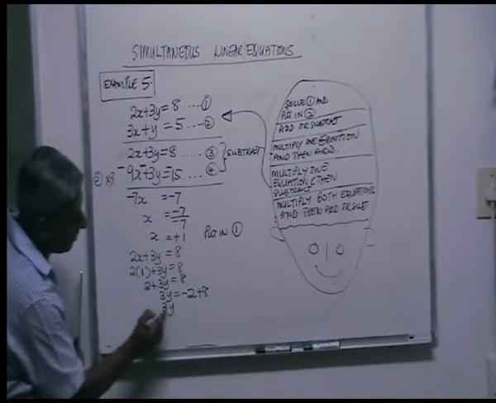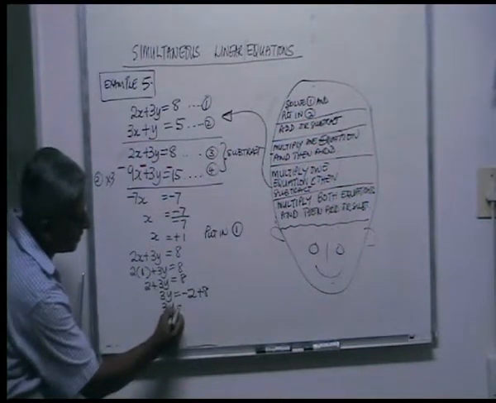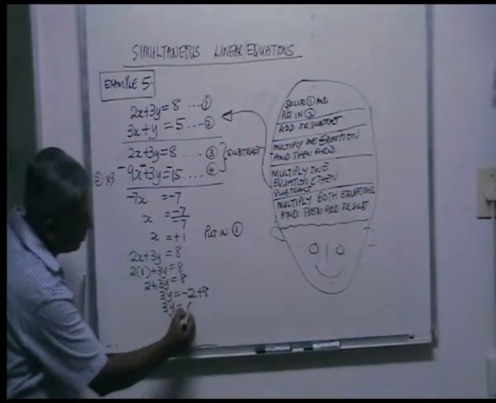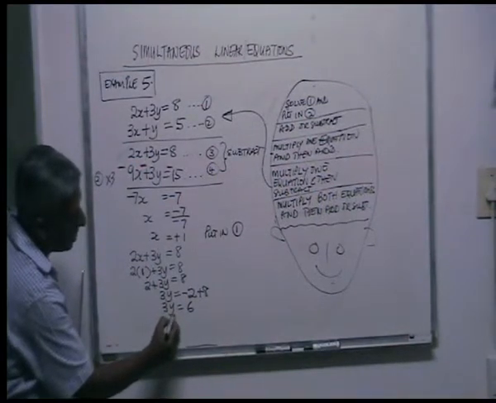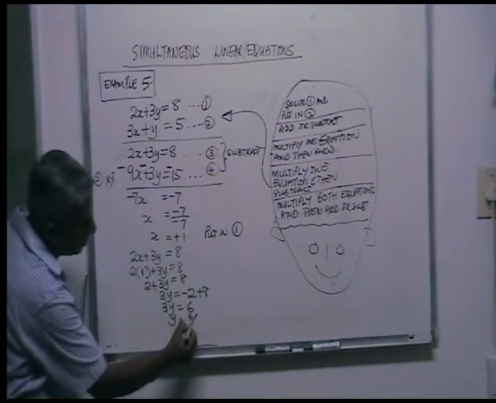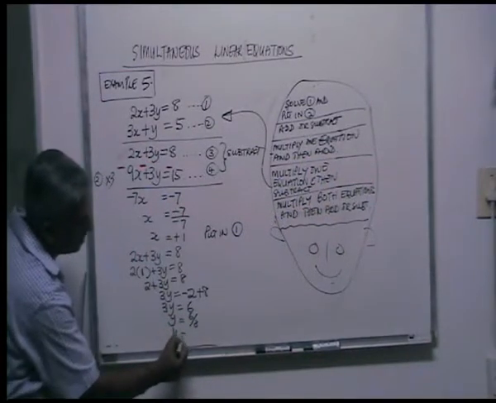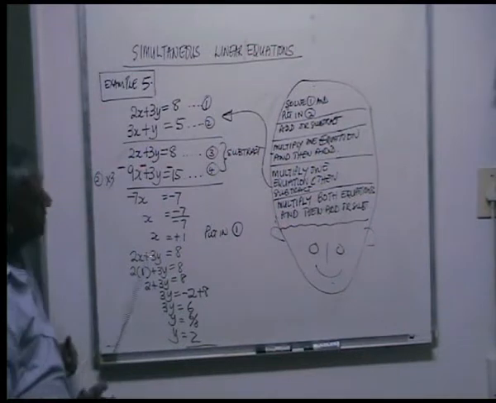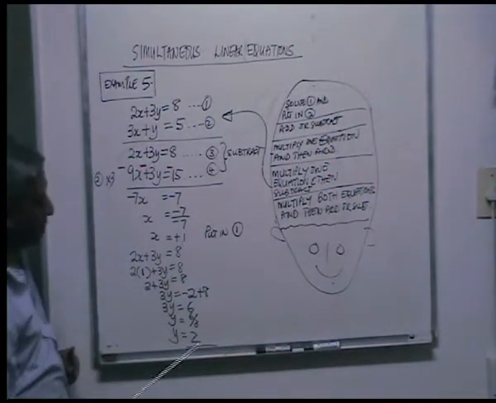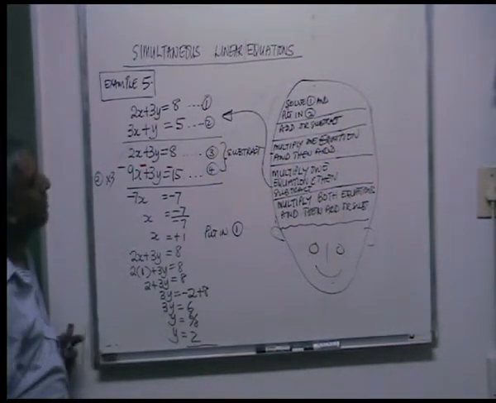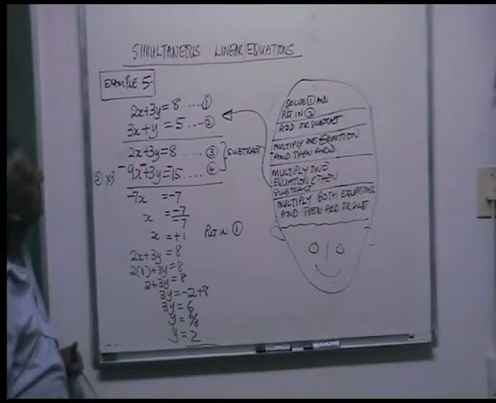3y is equal to, minus 2 plus 8 will give you 6. y is equal to 6 over 3, or 6 divided by 3. y is equal to 2. So we have solved that x is 1 and y is 2. Alright, so that was example 5.